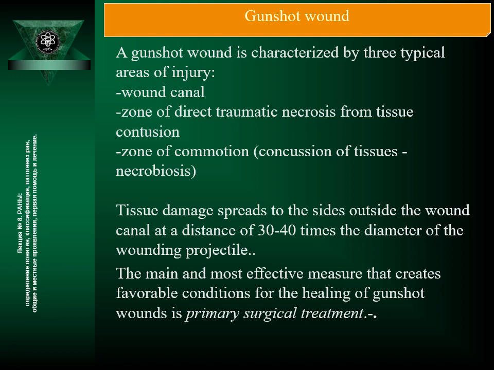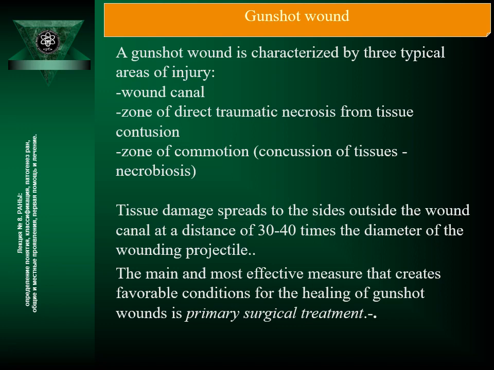A gunshot wound is characterized by 3 typical damage zones. We talked about it at the beginning of our lecture, and this is a characteristic feature of a gunshot wound. We have not only a wound canal, which is characteristic of any wound, for example a puncture, but also a zone of direct traumatic necrosis from a tissue injury, that is, from a contusion of a tissue wound, and a concussion zone, that is, a necrobiosis zone, sometimes also called a zone of commotion.